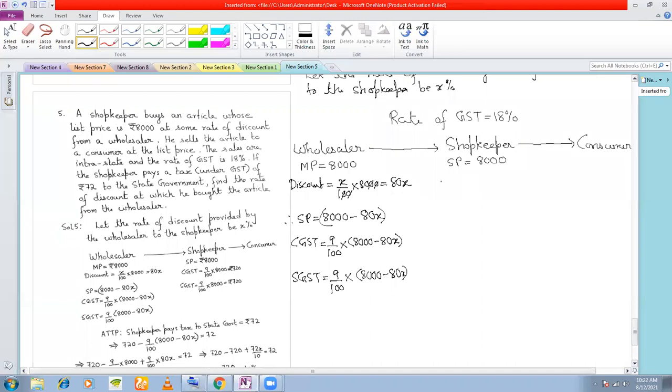And for the shopkeeper, what is his input? Input CGST is 9% of this. This is the input, right? Input CGST of the shopkeeper. What is the input SGST of the shopkeeper? This one.